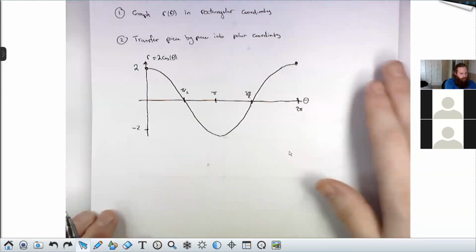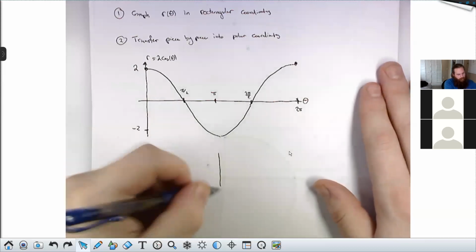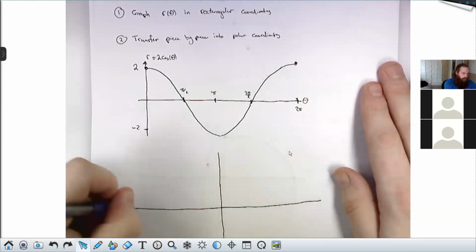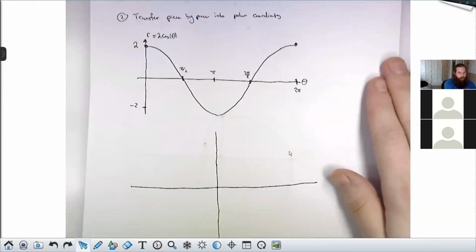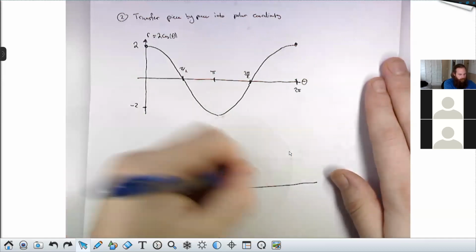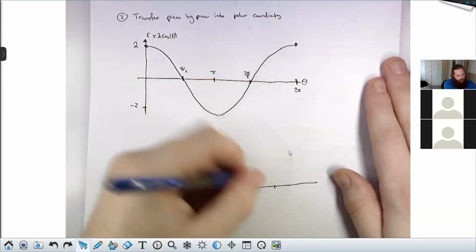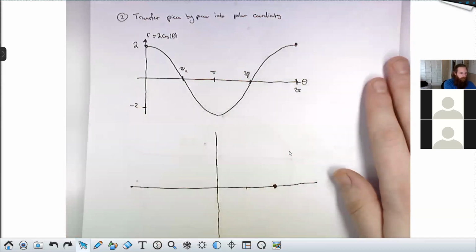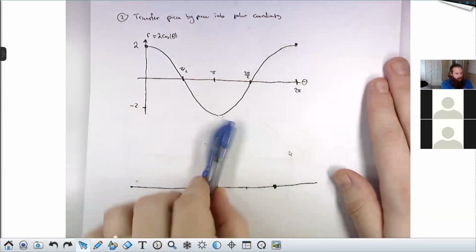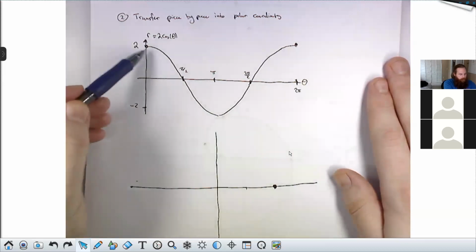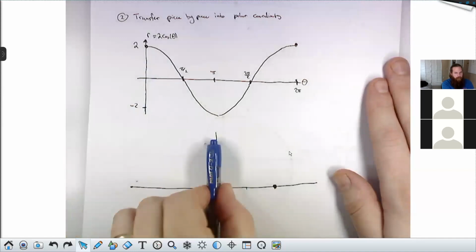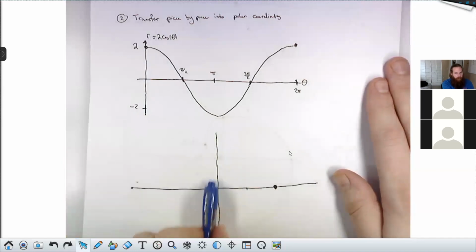And now I transfer into the polar setting. So again, I think about that arm spinning around. When theta is 0, the arm hasn't spun at all. R is 2. So I'm starting way out here. As theta increases from 0 to pi over 2, r decreases from 2 to 0. So I know that by the time my arm is up here, I'm back at the origin because r will be 0.